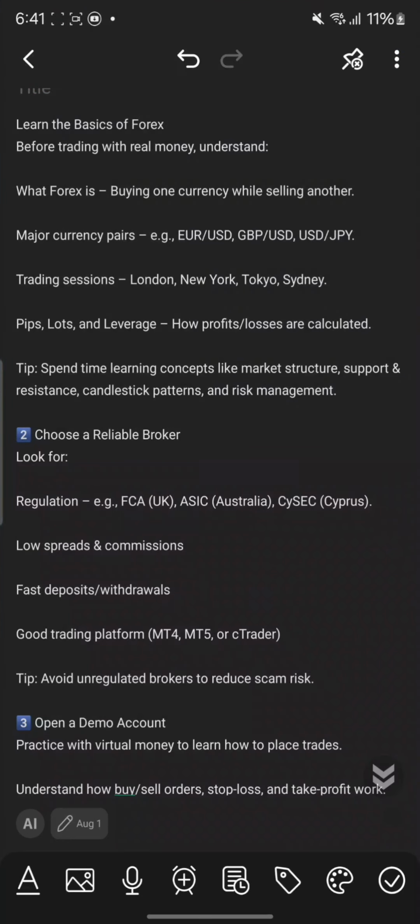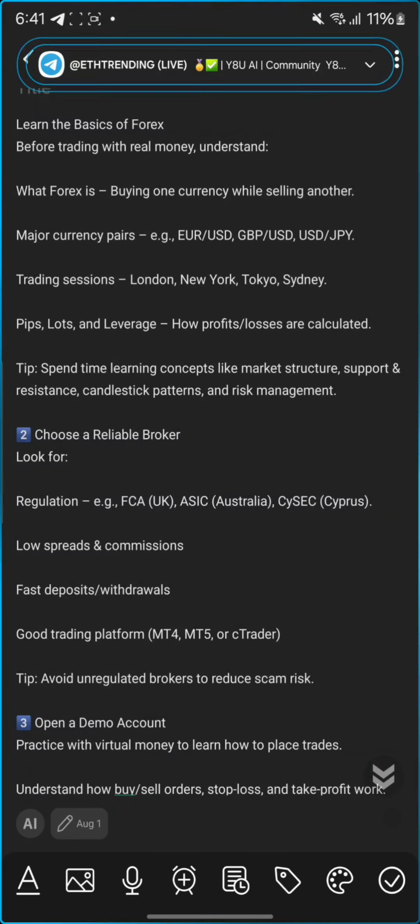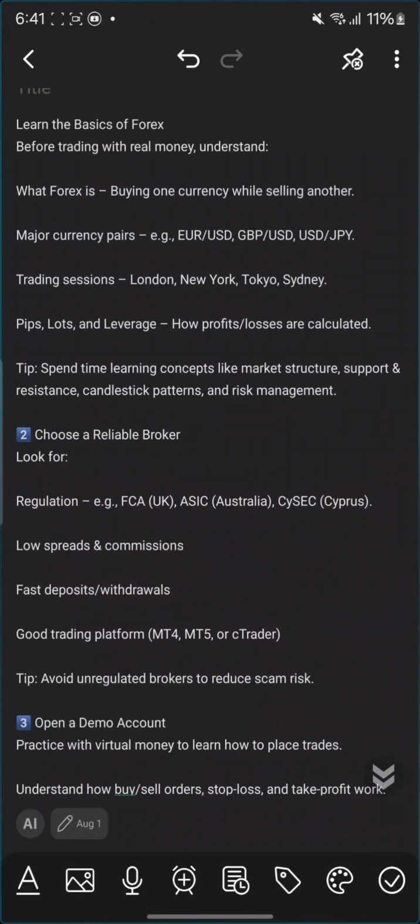Then you move to understanding market structure, support and resistance, chart patterns, and risk management. Now you will understand risk management when you actually know how to calculate lot size and you understand pip movement. If you know how to calculate your lot size, you can actually work on your risk management.